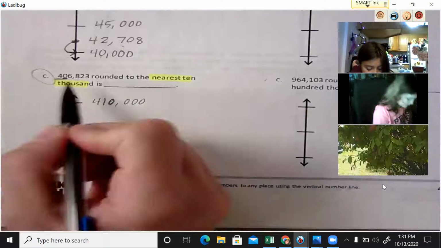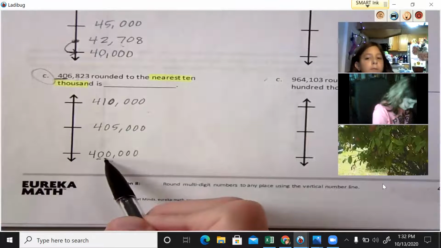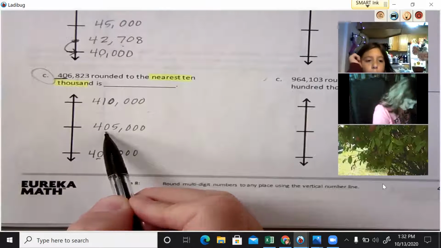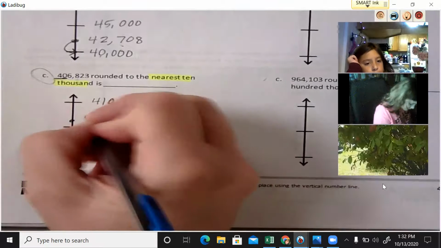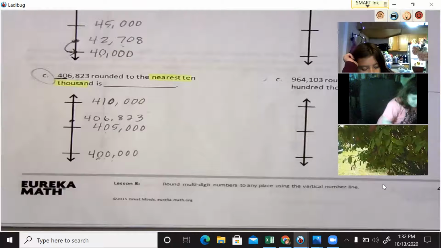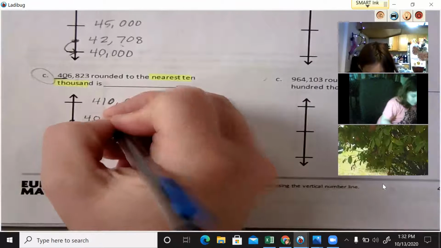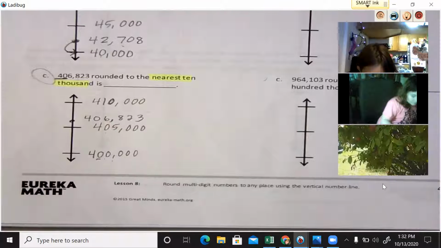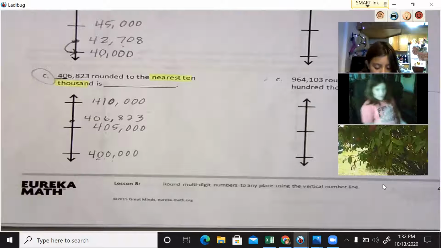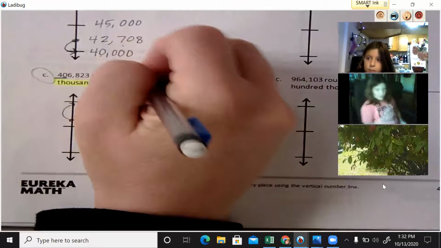Now we have to figure out where 406,823 goes on the number line. It's bigger than 400,000. This one's bigger than 405,000. So 406,000 would be about there. So we're going to go ahead and plot that point. Which of our easy numbers is that closest to? 400,000 or 410,000? 410,000. So we're going to round this one up. Very good. 410,000.